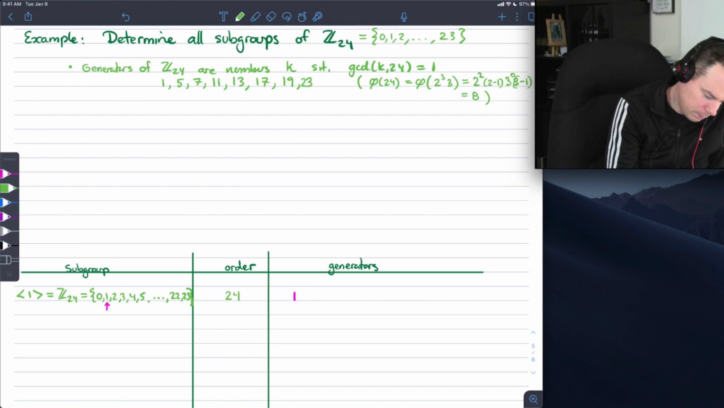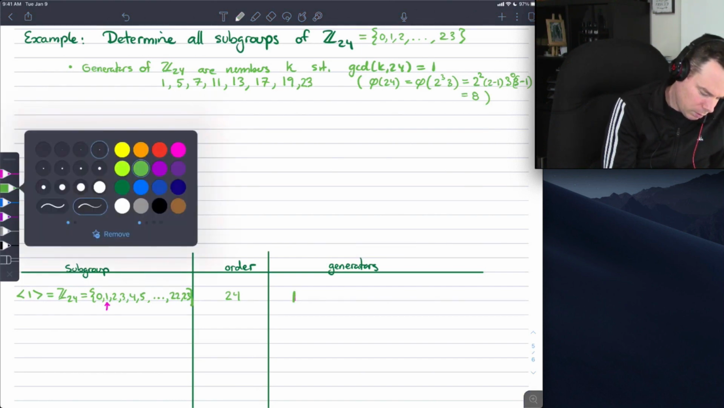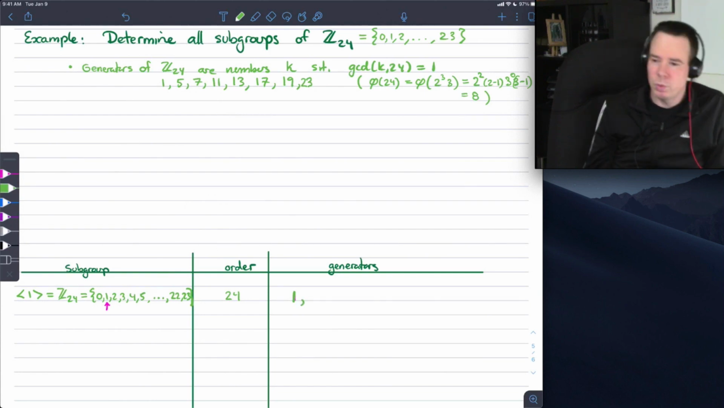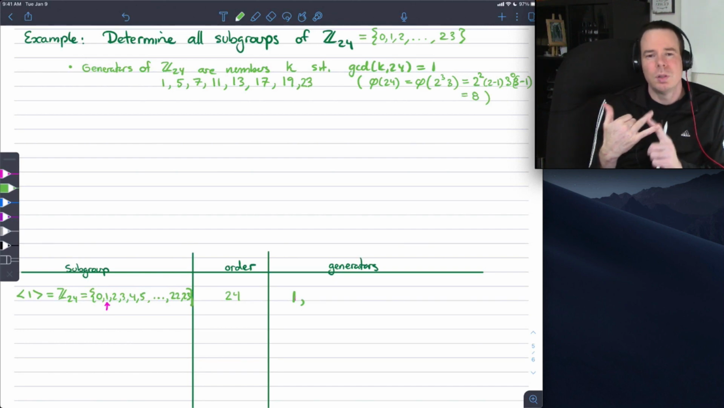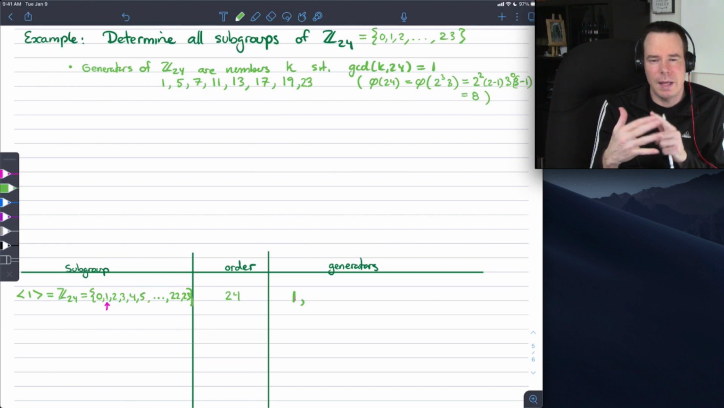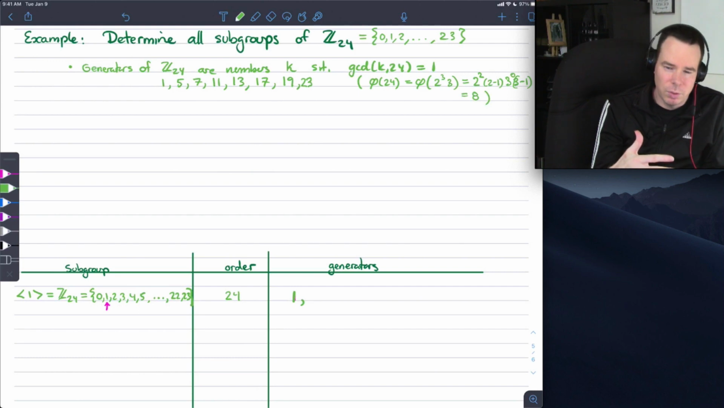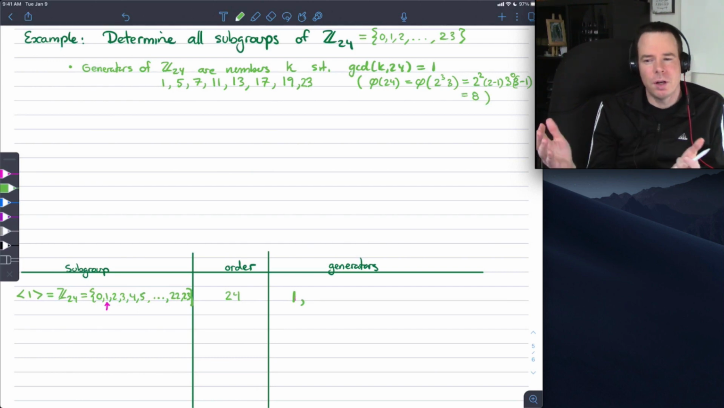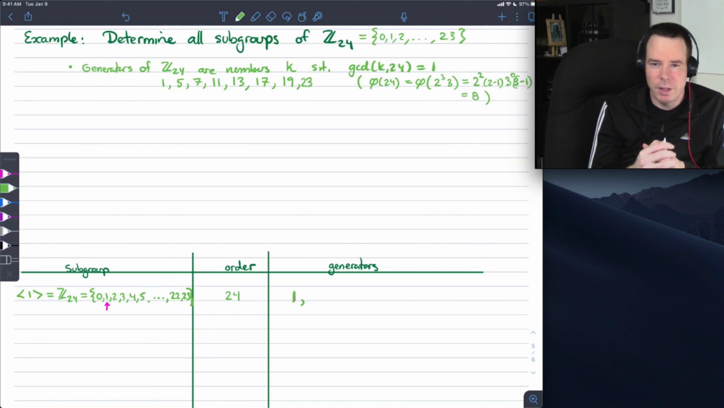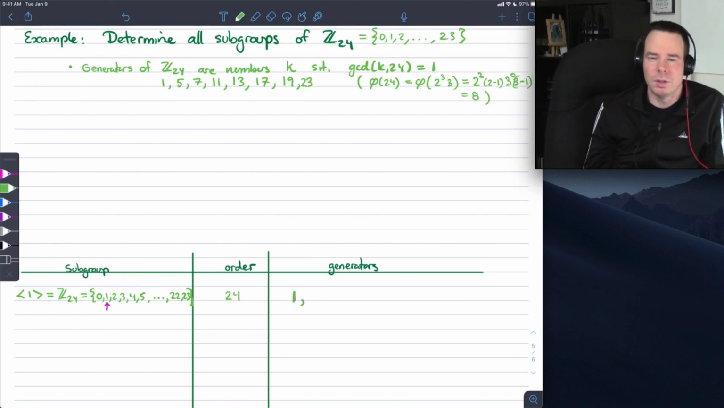Oops, I wanted that in green. What if I did that with another number? What other numbers would give me the whole list? Well, if I started with 2, and I did 2, 2 plus 2, 2 plus 2 plus 2, what I would get is 2, 4, 6, 8, 10, 12, 14, 16, 18, 20, 22, and 0. And then back to 2 again. So I miss all the odd numbers. So 2 is not a generator. 2 does not generate the whole list of these numbers.